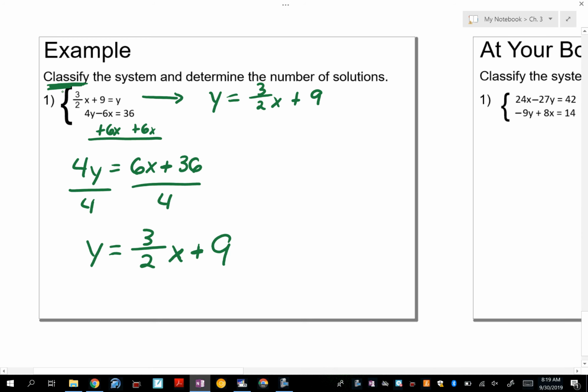So to classify, here we go. This is going to be the challenging thing on the test next week. To classify, I write all of this, not just infinite, all of this: consistent, dependent, infinitely many solutions.